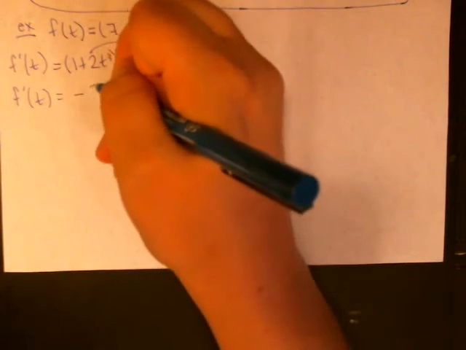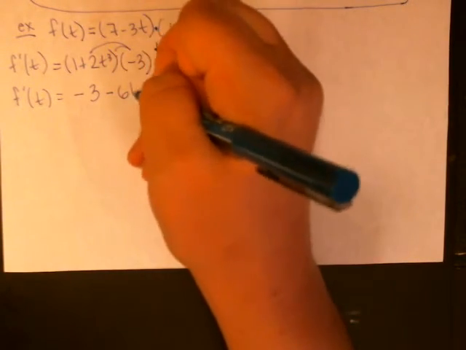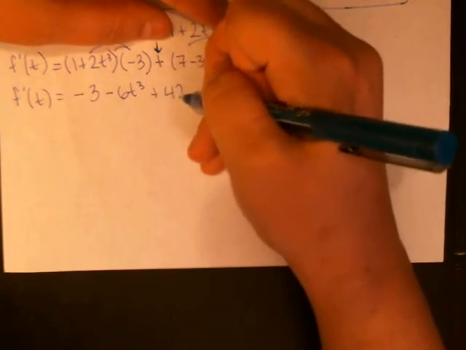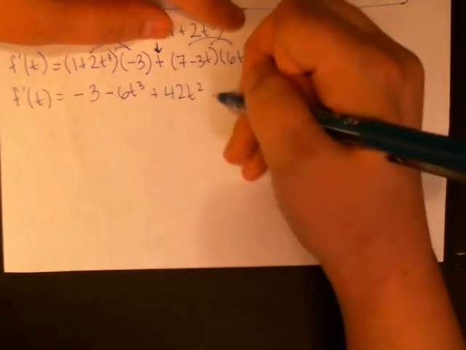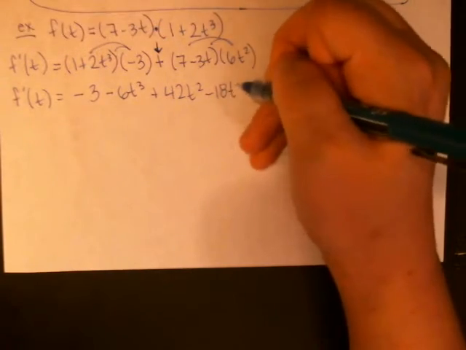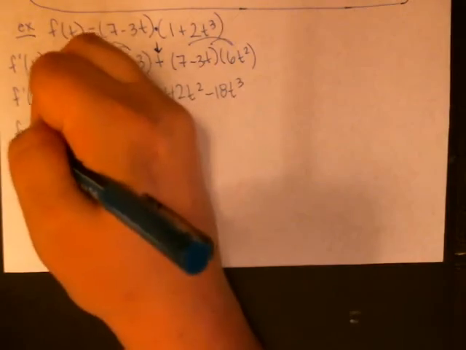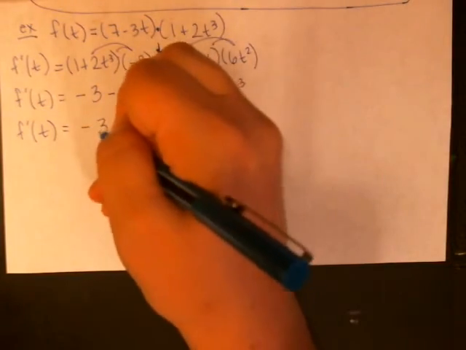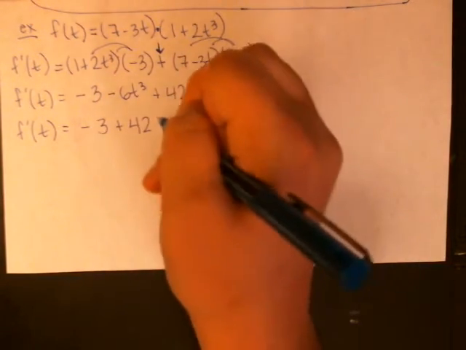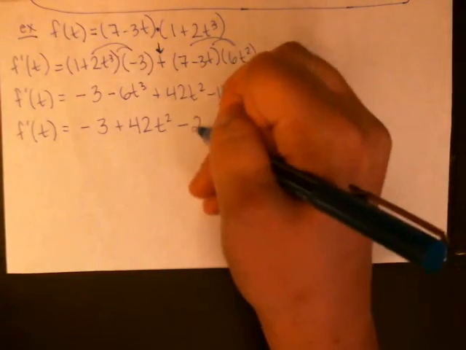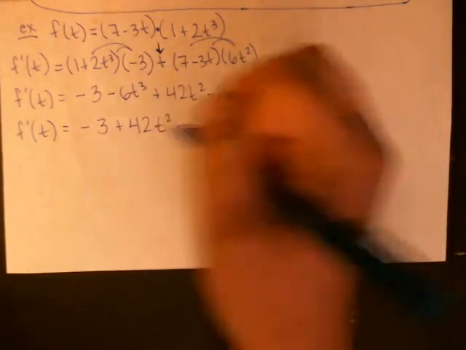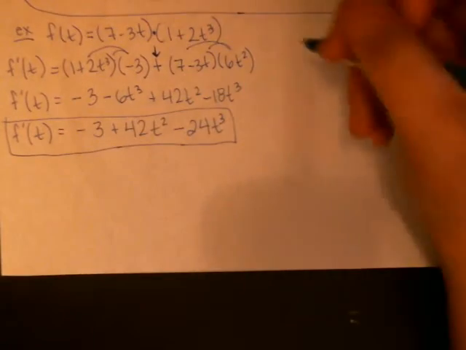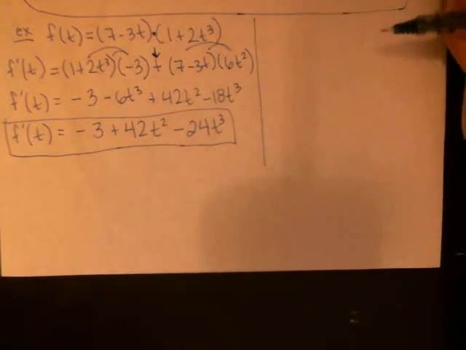I see a negative 3 minus a 6t cubed, and then I see a 42t squared minus an 18t cubed, which means I can do a little bit better. I see a negative 3 plus a 42t squared minus a 24t cubed. Okay, so there's my answer. Okay, so that's the new way.